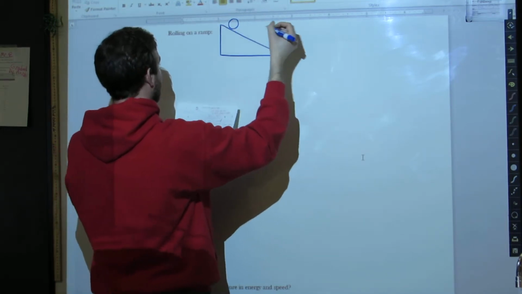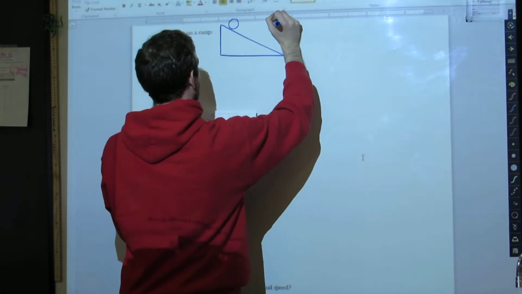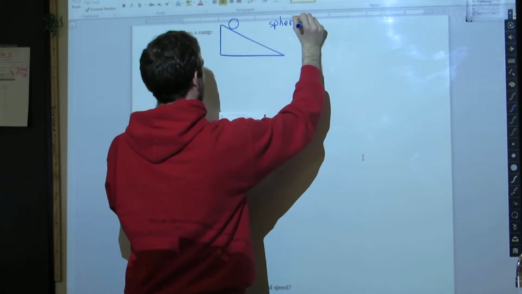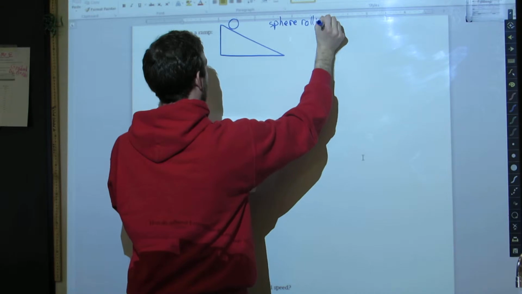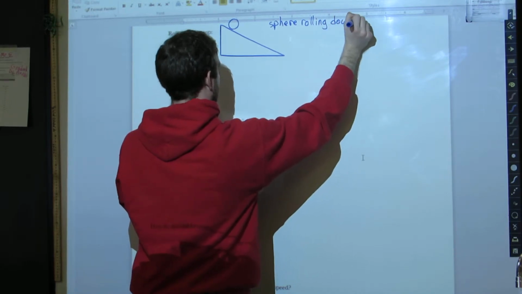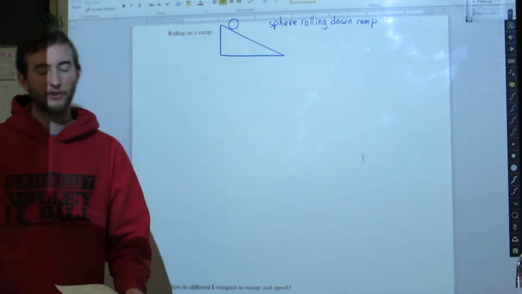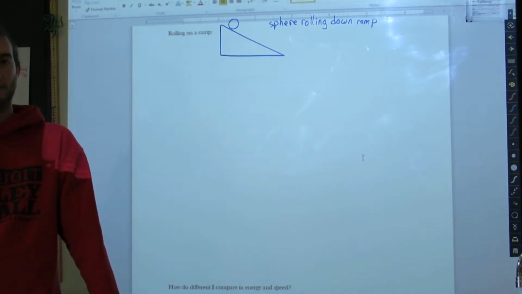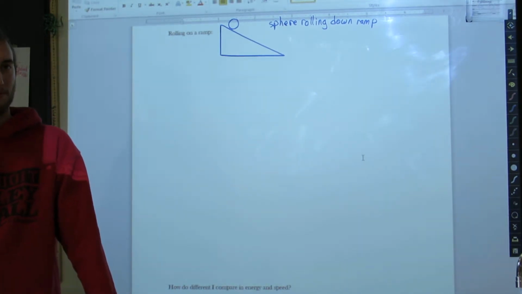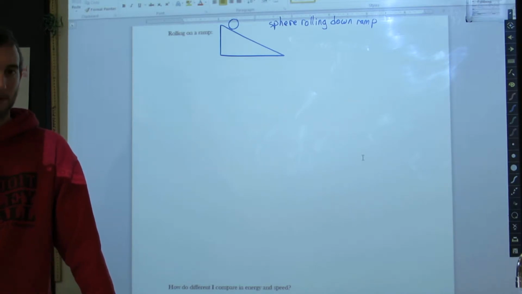And let's make our object a sphere rolling down a ramp, just for the fun of it. Sphere rolling down ramp. Now the first question is, how do you know it rolls? What would make it roll? Why wouldn't it just slide down the ramp?